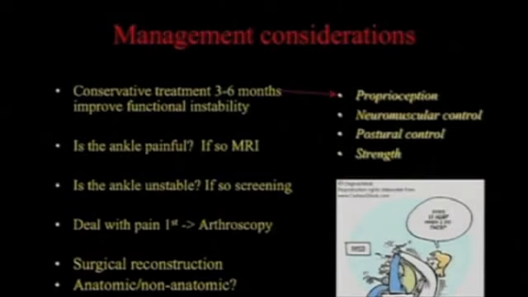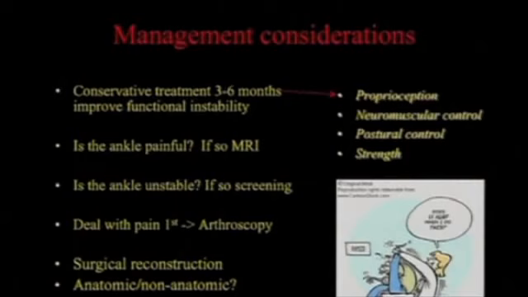So, management considerations. Everybody gets non-operative rehab properly. So work on their proprioception, particularly with the functional instability, work on their proprioception, neuromuscular control, and get them through a proper physio rehab. And think then, is this ankle still painful? If it's painful, get an MRI done. Is it unstable? If you need to screen, you need to screen. But if you're clinically happy that this ankle is unstable, you've got to stabilize that.